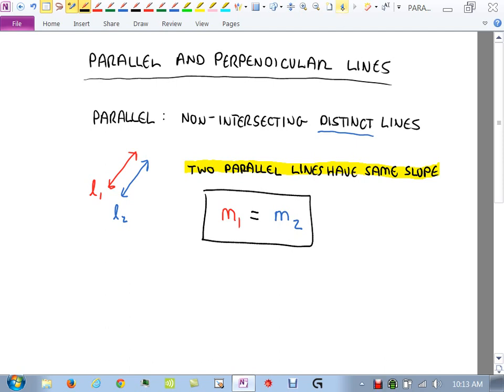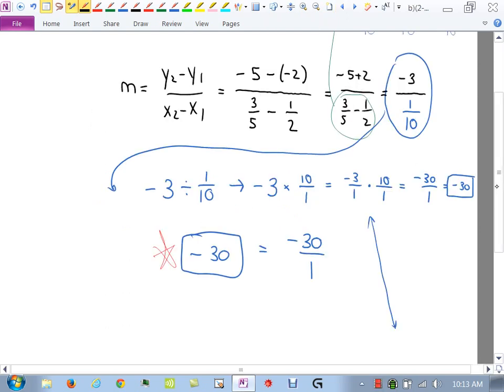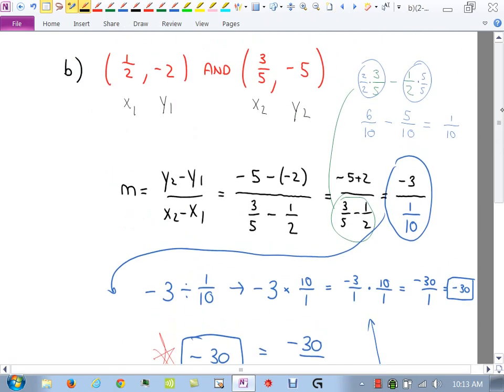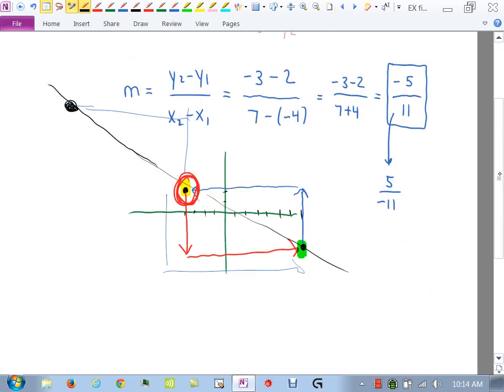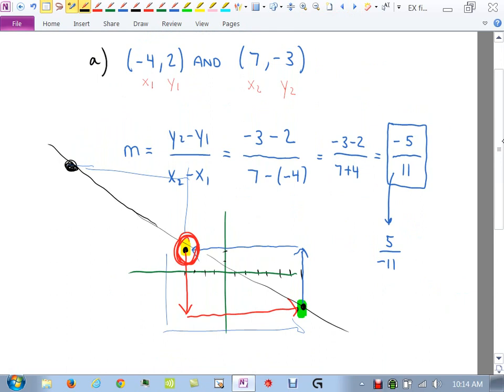So in the previous example, this one right here, what was the slope of the line going through those 2 points? 1/2, -2, 3/5, -5. What was the slope we found here? -30, right? Okay, the example we did before that, what was the slope of this line? -5/11. Are these two lines parallel? No, why not? They're not the same, right? -5/11 is not the same as -30. If they had both come out to be -30, then they'd be parallel lines.